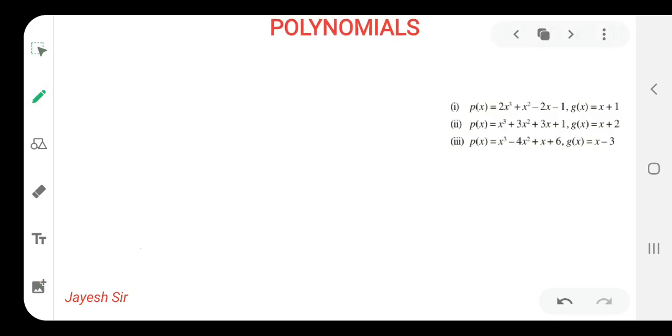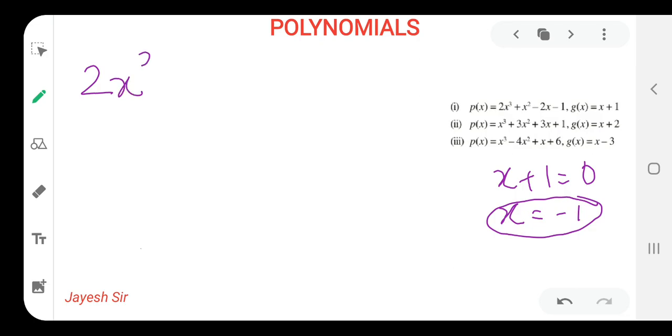Our first sum is p of x. We have to put g of x, that means x plus 1, equal to 0. So what would be the zero of the polynomial? The zero of the polynomial is minus 1. So we'll put the value of x in the given polynomial. Our polynomial is 2x cube plus x square minus 2x minus 1. In this we have to put the value of x as minus 1.